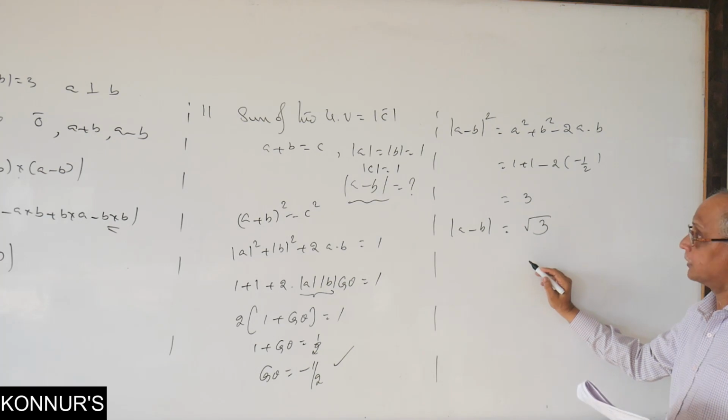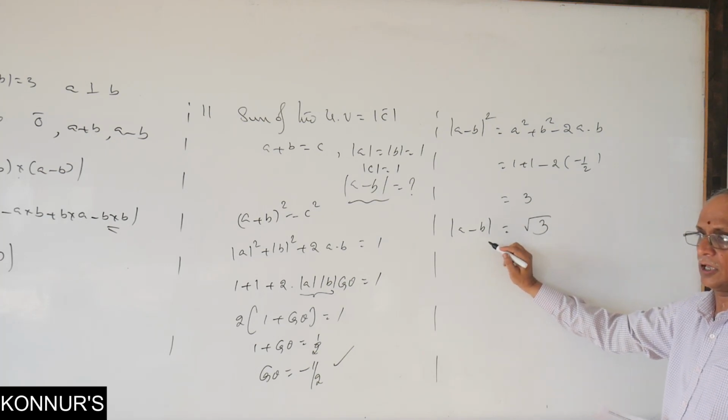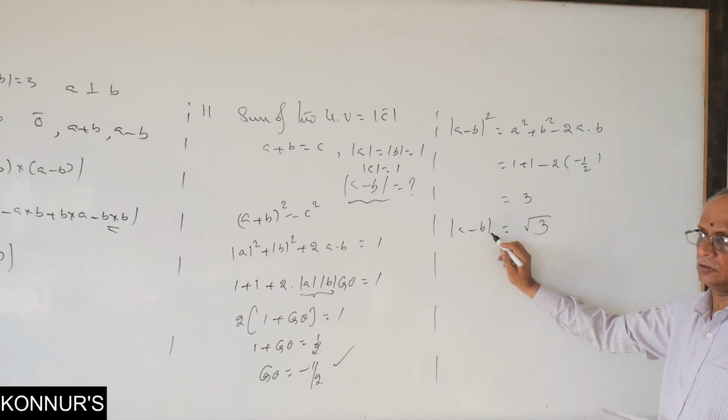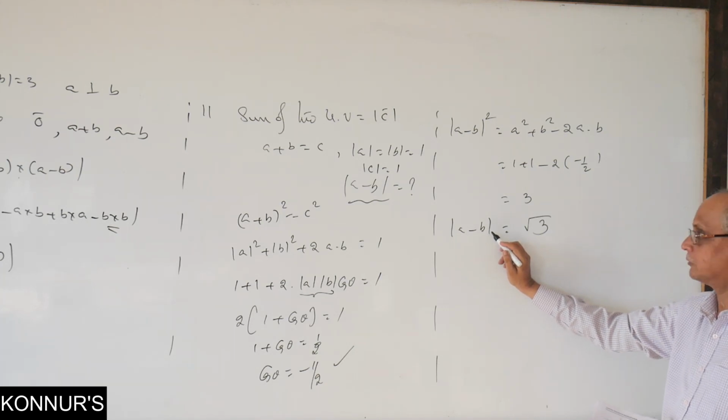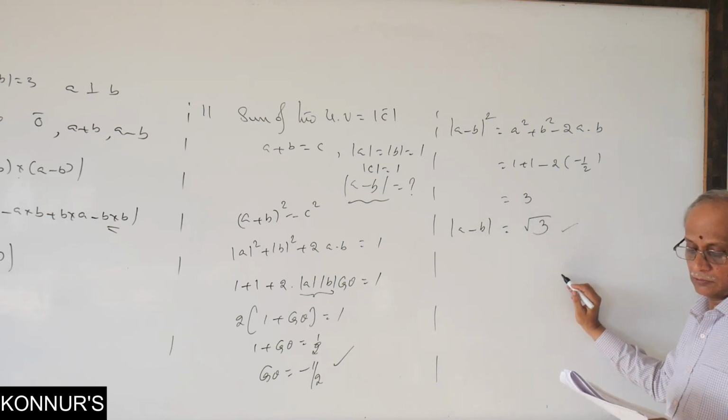Because the modulus is being used, it is actually a positive value. Magnitude, at the same time modulus, is strictly a positive value. Therefore root 3 is correct. First option.